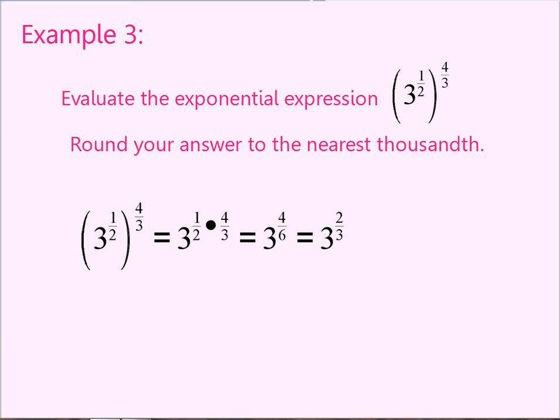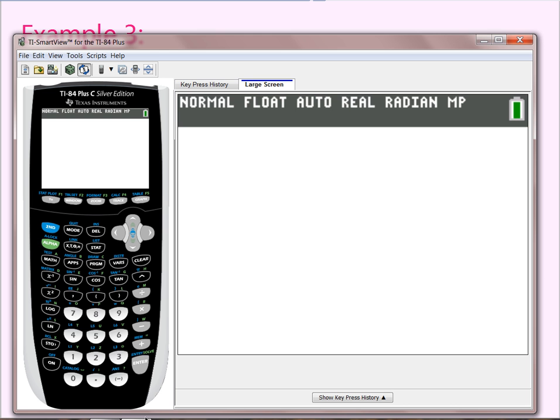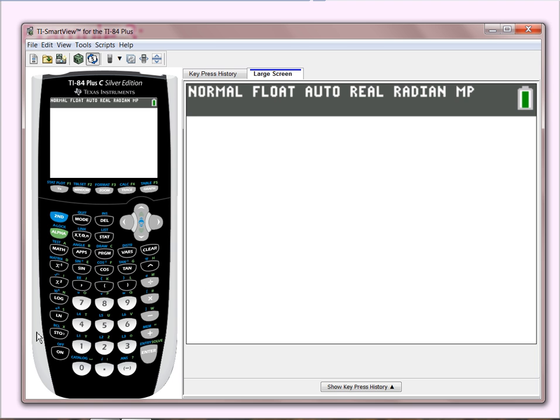Notice that it doesn't say just to rewrite it though, it says to evaluate. Evaluate means something different, right? It means let's put this into the calculator and let's find ourselves something that we can round to the nearest thousandth. To put rational exponents into calculators, it's pretty much the same on every calculator.